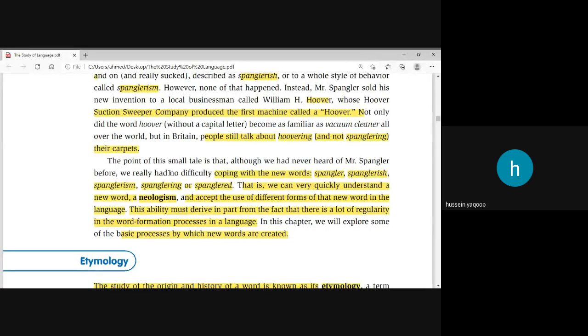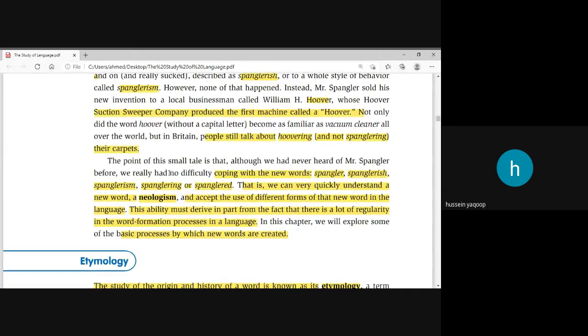Now, the point of this small talk is that although we had never heard of Mr. Spangler before, we really had no difficulty coping with the new word. And we don't have any difficulty becoming familiar with this new use of the word: Spangler, Spanglerish, Spanglerism, Spanglerling, Spangrel, and so on. That is, we can very quickly understand a new word.